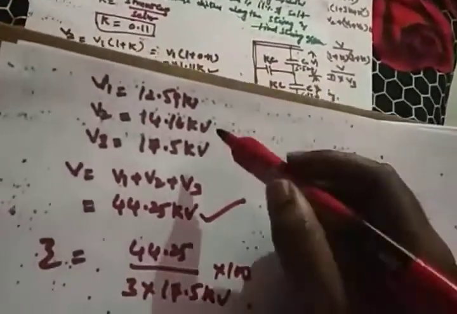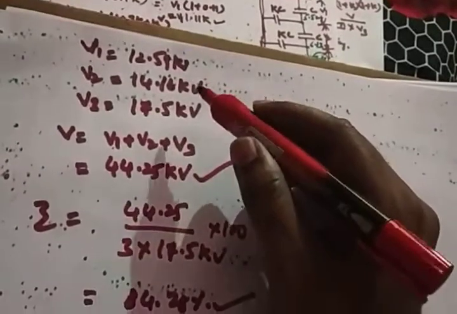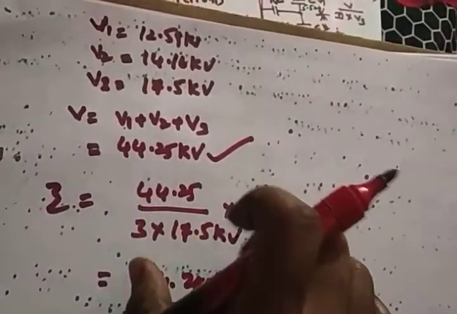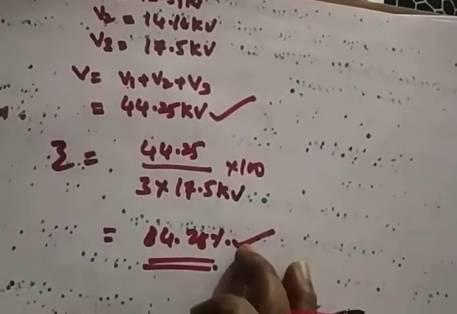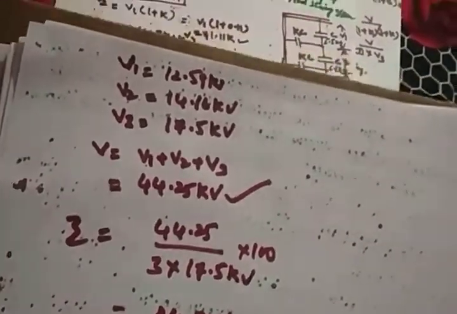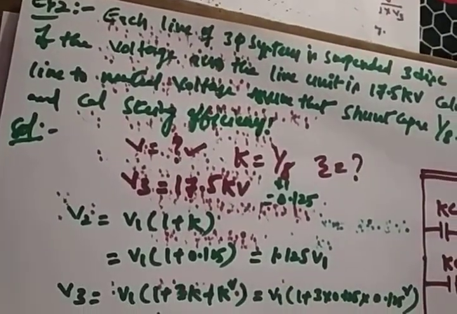So these two things they asked. You have to find the V1, V2, and V3 values, then find the total voltage across the string, then find the string efficiency. I hope it's clear for this type of model. We'll go for another model.